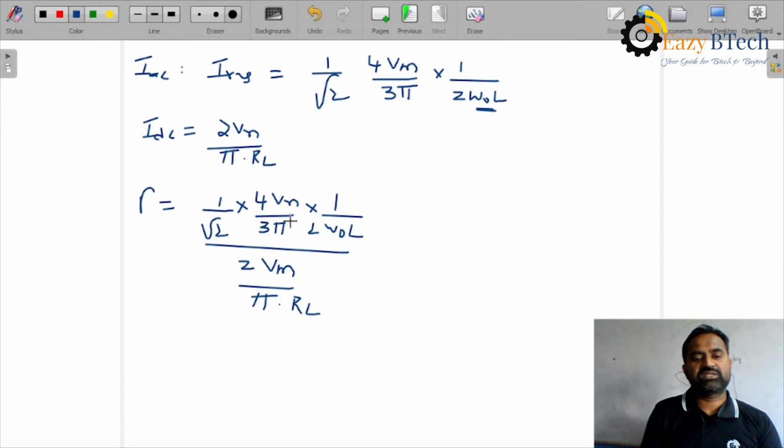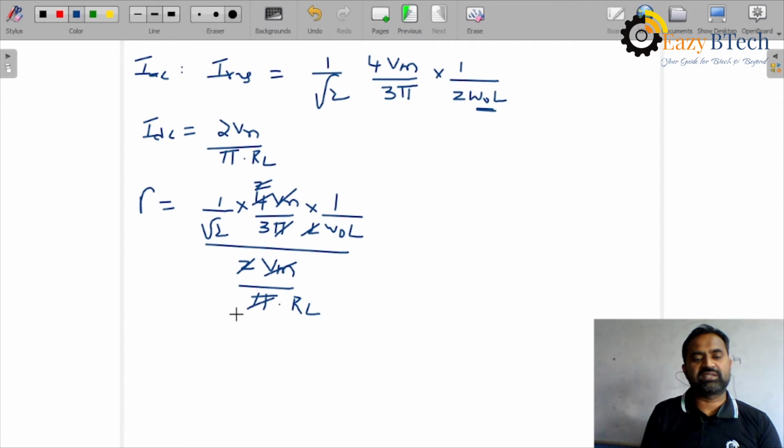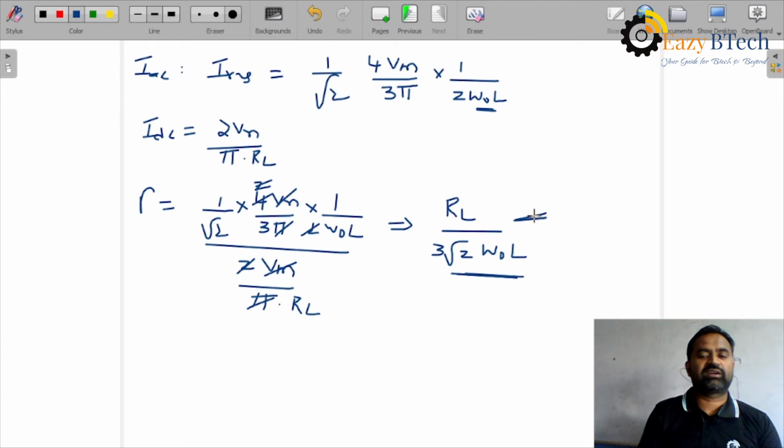Okay, now from this Vm will cancel, 2 ones, 2 twos. Is it clear? Here 2 will get cancelled, and here pi will get cancelled. Okay students, what terms are we having now? This RL will go up. We will write this as RL by 3 root 2 omega naught L. This is the ripple factor for the inductor filter.